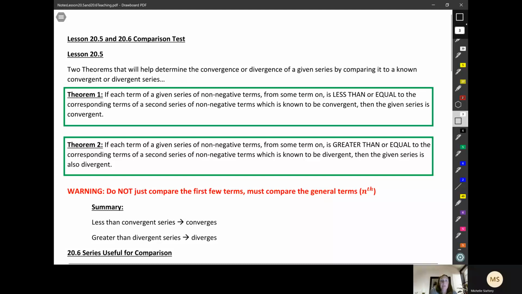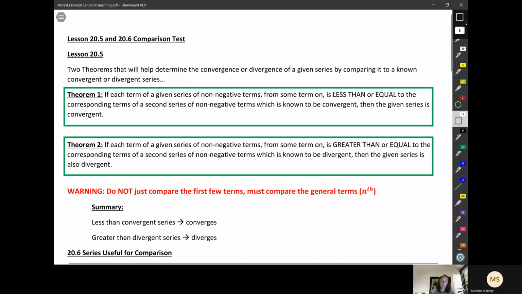All right, so to find the convergence or divergence of a series, we are going to learn what we call the comparison test. And the comparison test is going to allow us to take a series that we already know is either convergent or divergent and compare it to the given series that we're trying to figure out. And these two theorems give us a method for doing that.